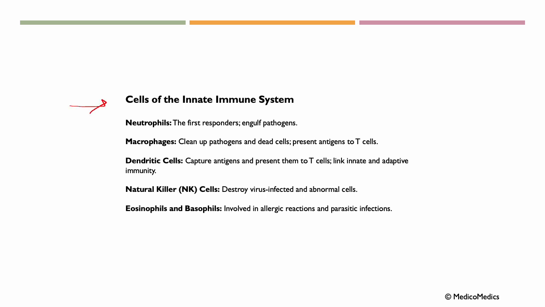Now, we've mentioned cells of the innate immune system, but it's worth repeating. Also to clarify a point of confusion. But before we do that, let's start with neutrophils. These are the first responders, and they engulf pathogens. Then we have the macrophages. These clean up pathogens and dead cells, and they also present antigen to T cells. We also call these antigen-presenting cells.